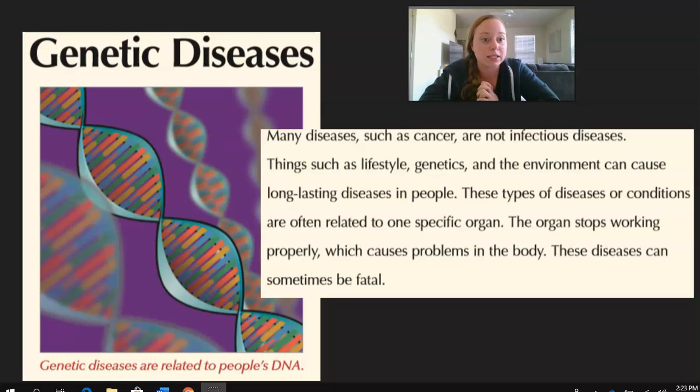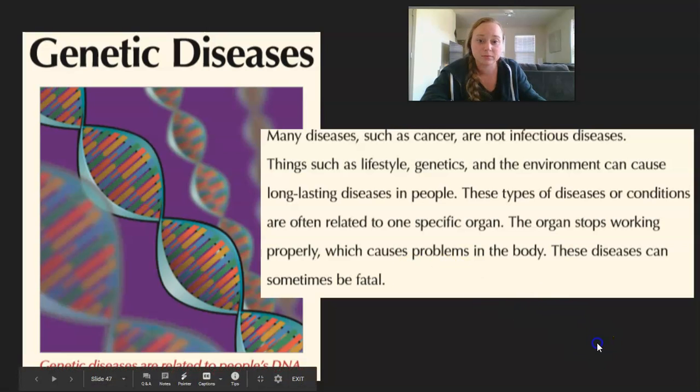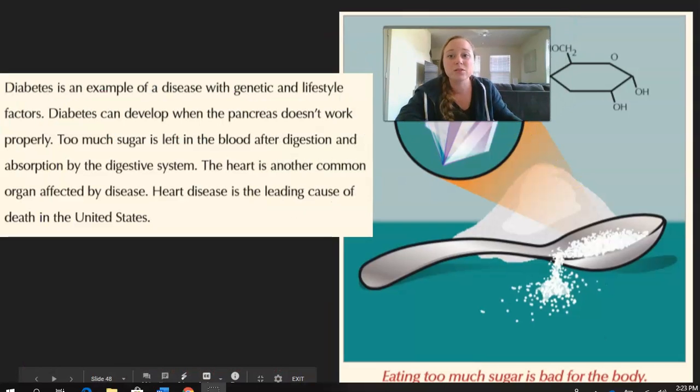These types of diseases or conditions are often related to one specific organ. The organ stops working properly, which causes problems in the body. These diseases can sometimes be fatal.